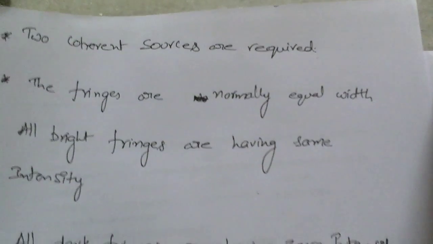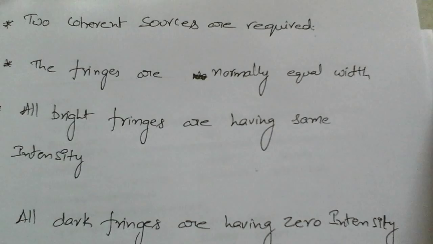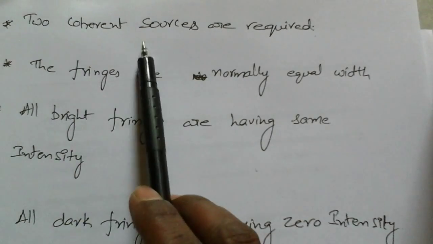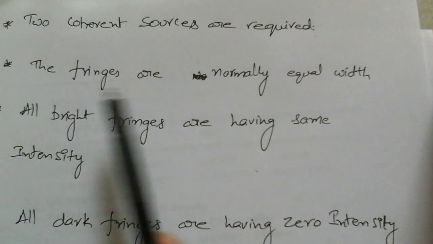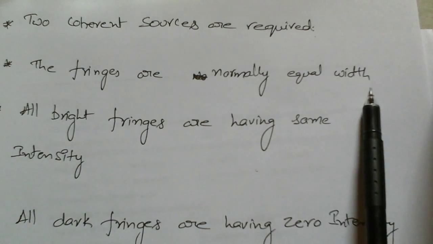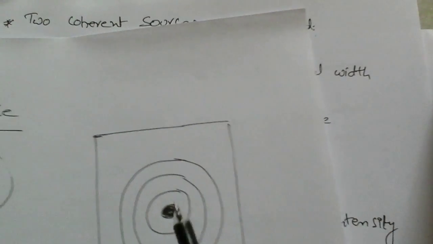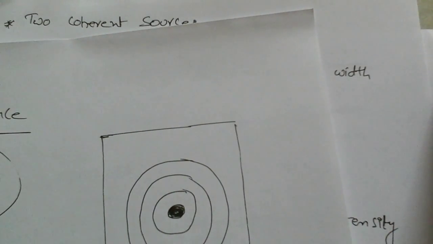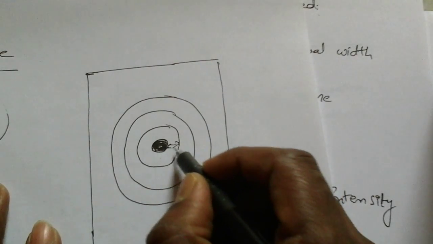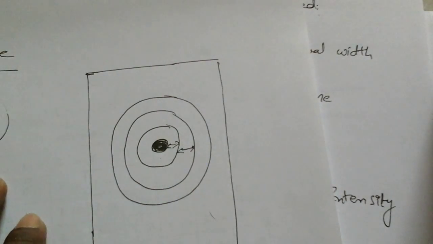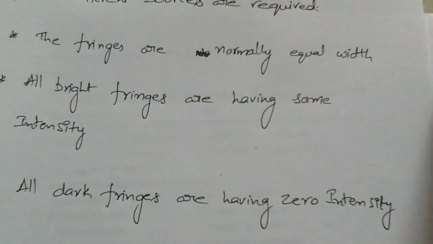To get interference, we require two coherent sources. The fringes are normally equal in width. You can see the fringes.